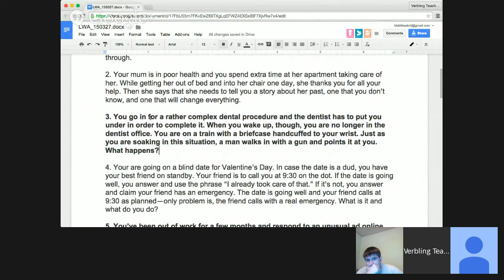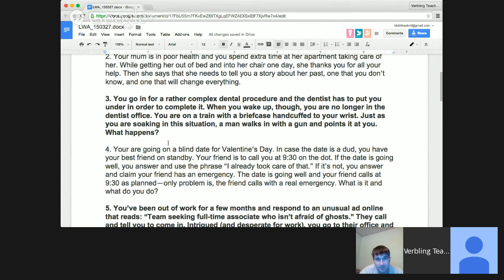Yes. Yeah, can you see that okay? Yes, okay. You go in for a rather complex dental procedure, and the dentist has to put your hand in order to complete it. When you wake up, you are no longer in the dentist office. You are on a train with a briefcase cuffed to your wrist. Just as you are soaking in this situation, a man walks in with a gun and points it at you. What happens? Dum dum dum dum.